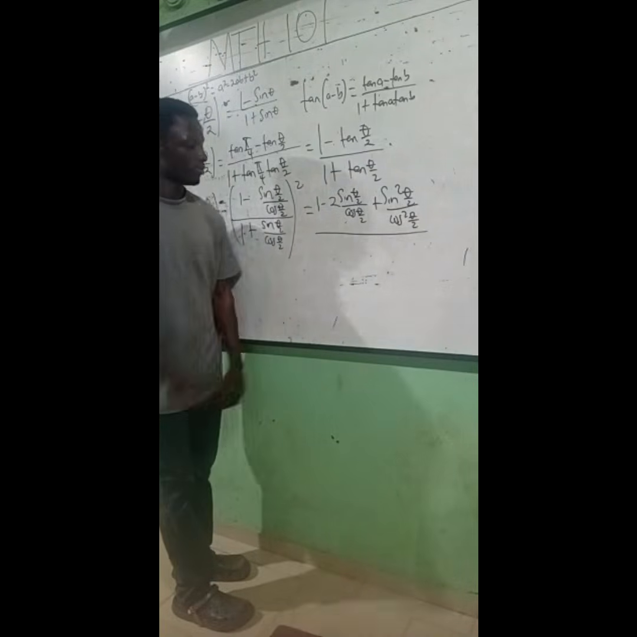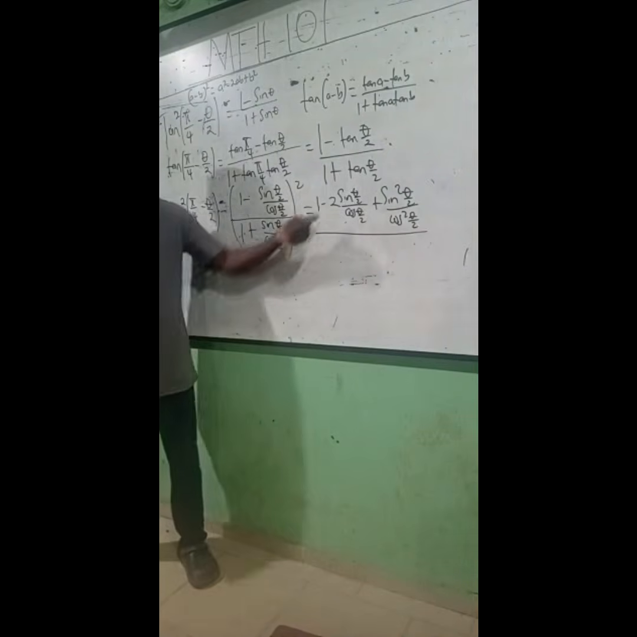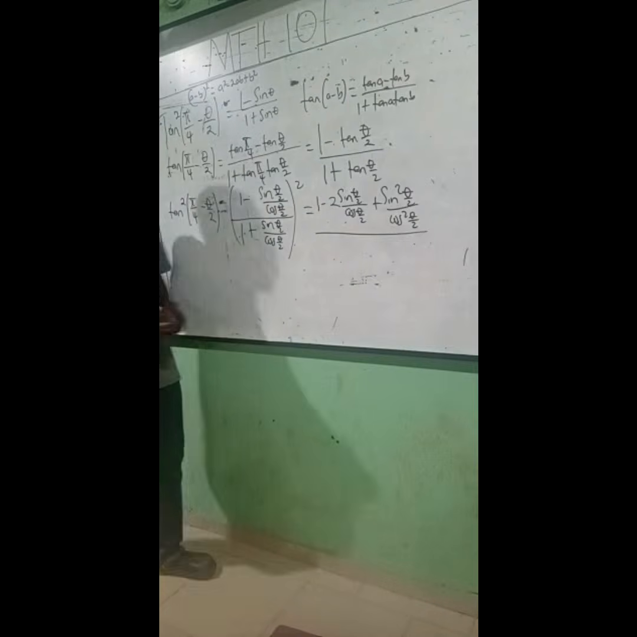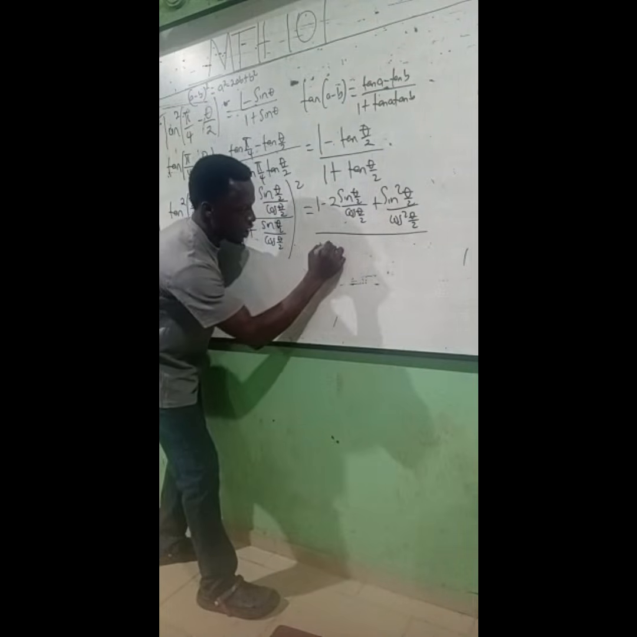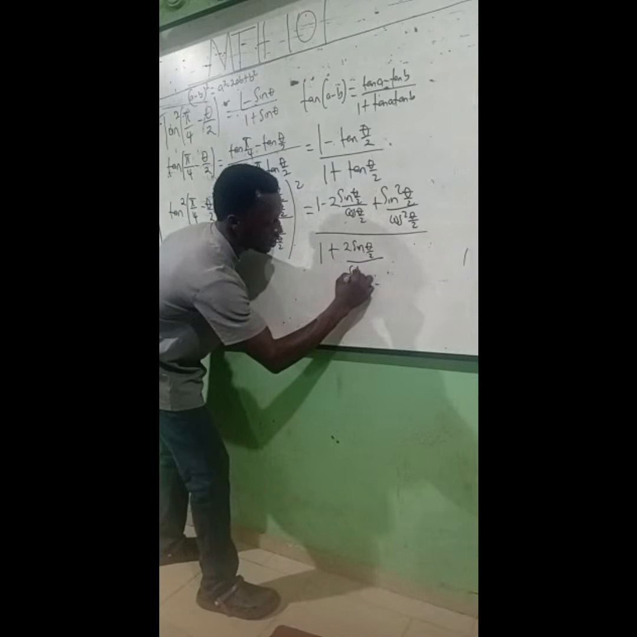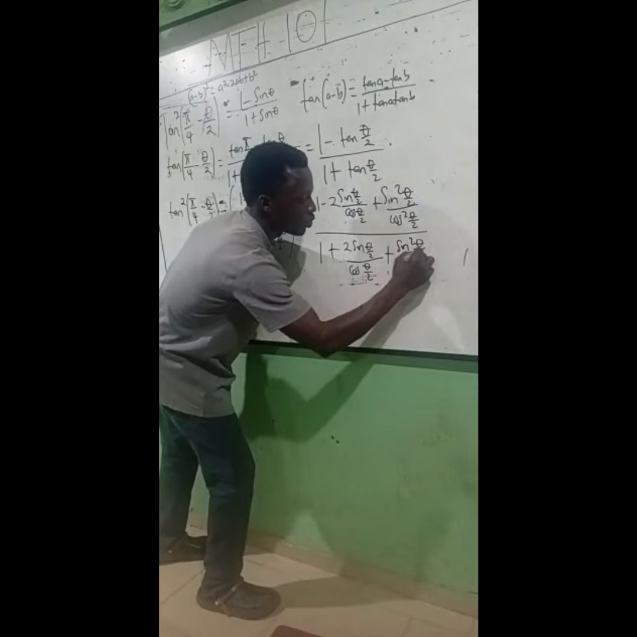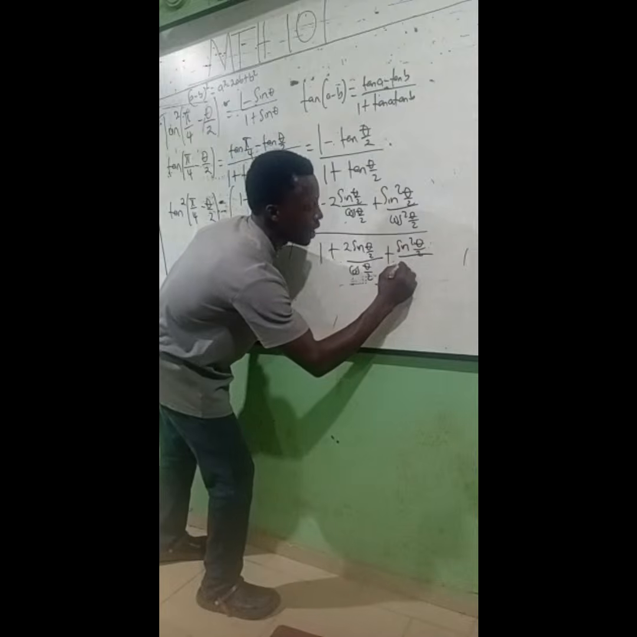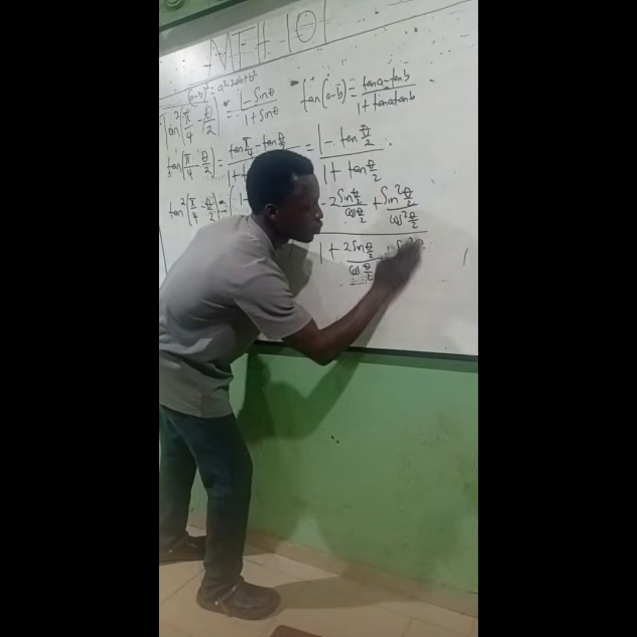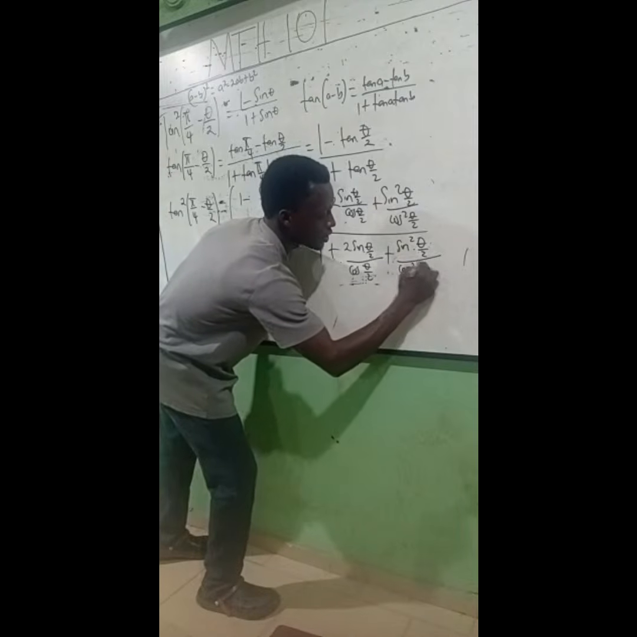Can we continue? Here we have the same thing as the numerator and the denominator. The difference is just this minus and plus, so we just write the same thing. Now we have plus 2 sin theta over 2 cos theta over 2 plus sin square theta over 2, divided by sin square theta over 2 divided by cos square theta over 2. Is it clear to that part?